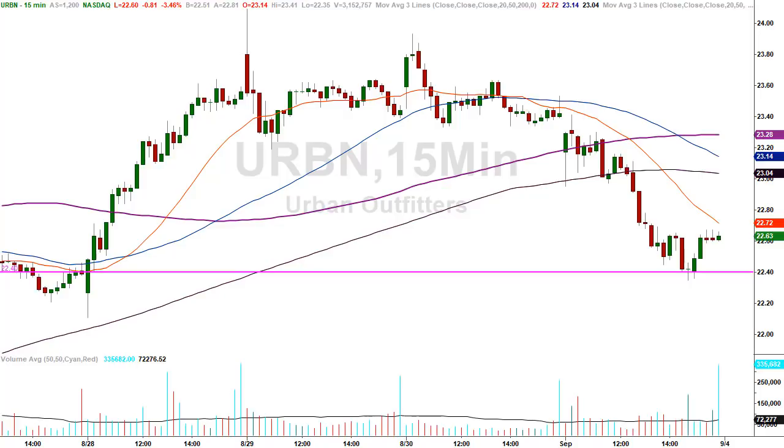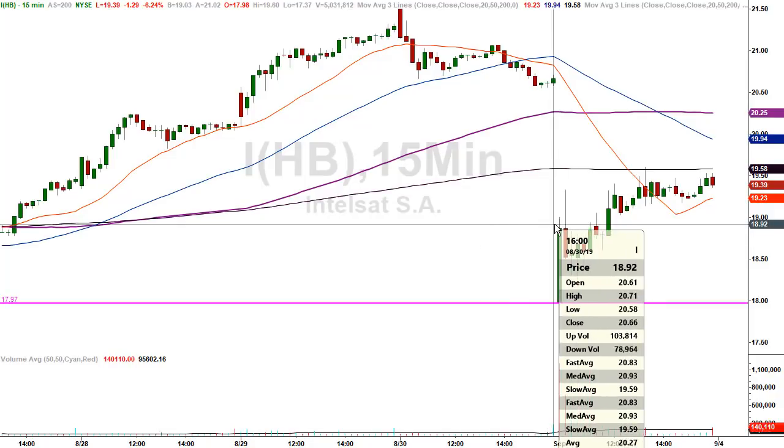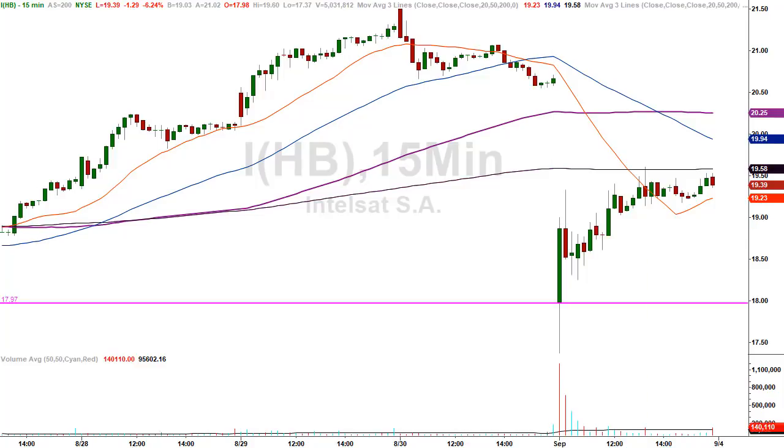So be it. The next one was Intelsat. So you see Intelsat closed on Friday at $20.66. The number we were looking for was $17.97. You can see what happened. The rest is history. Stocks on the move. The numbers are important. The market hands us opportunity every single day. It's up to us to do something with it.